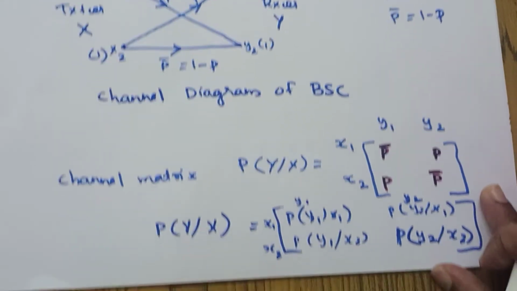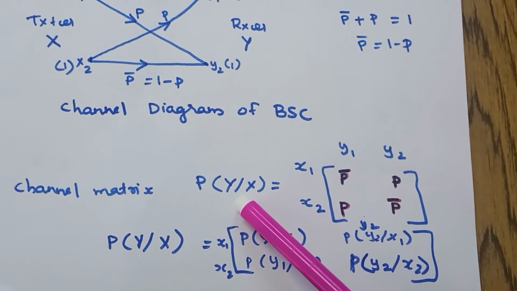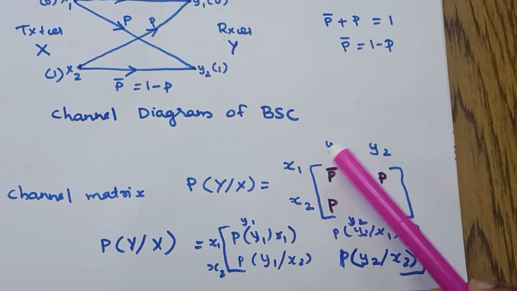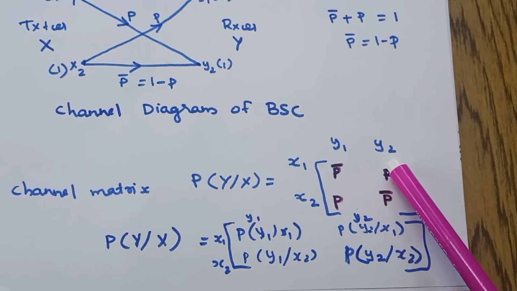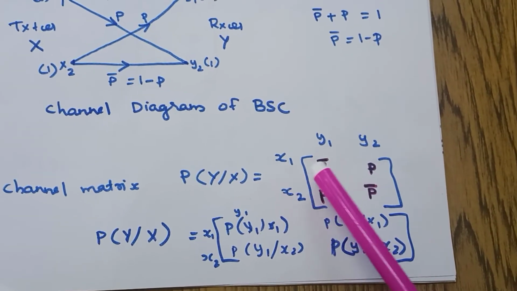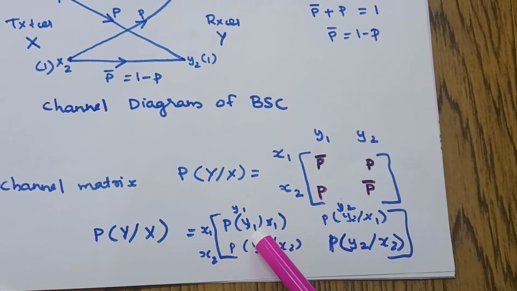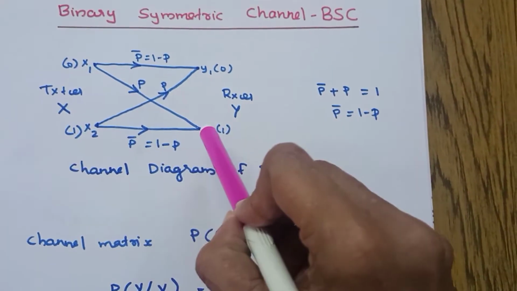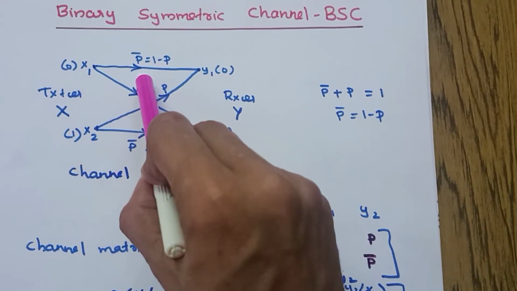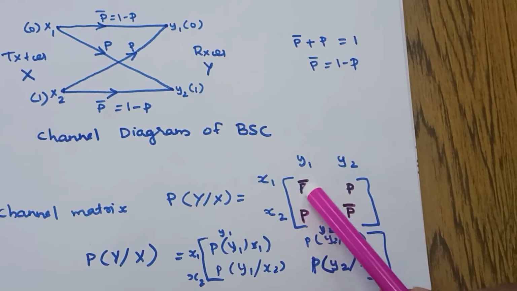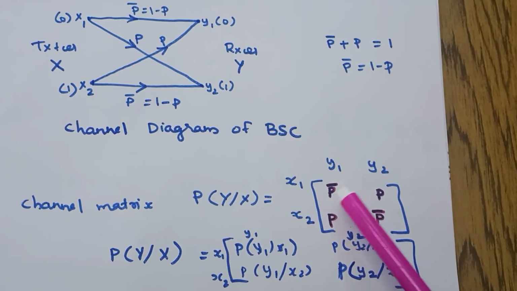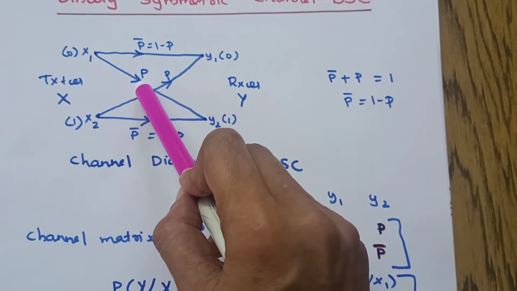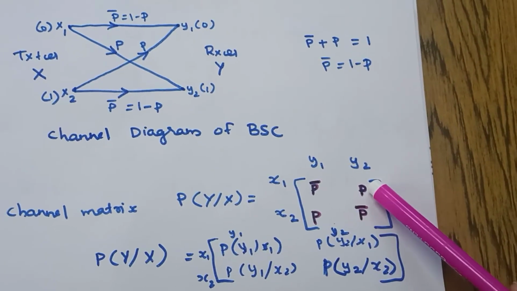Next is the channel matrix. The channel matrix P of y given x connects x1 y1, x1 y2, x2 y1 and x2 y2. The first entry is P of y1 given x1, which is with probability P bar. So the first element is P bar in this matrix. Then next is P of y2 given x1, which is with probability P. So here it is P.